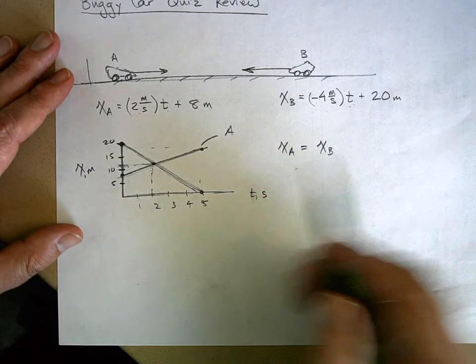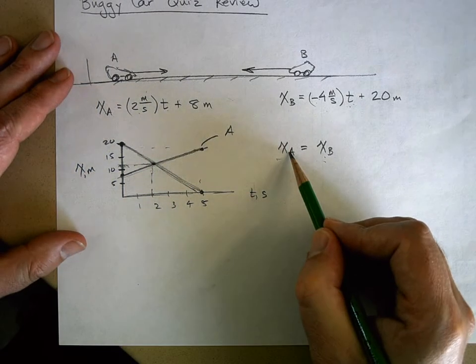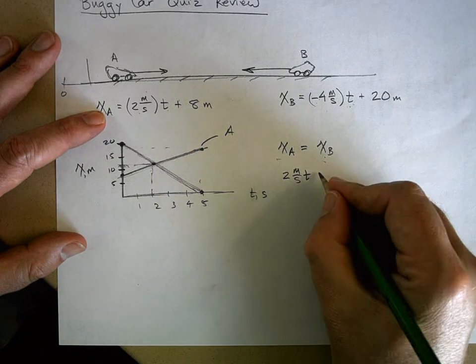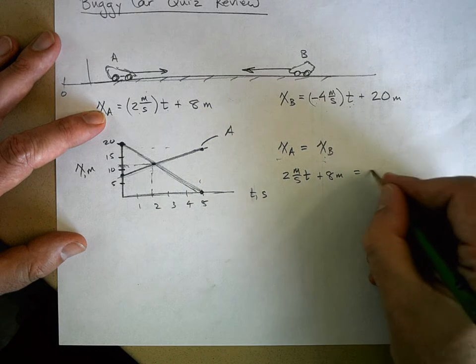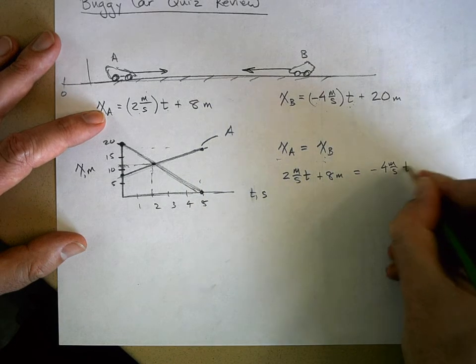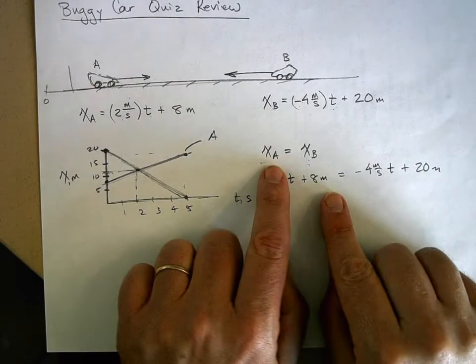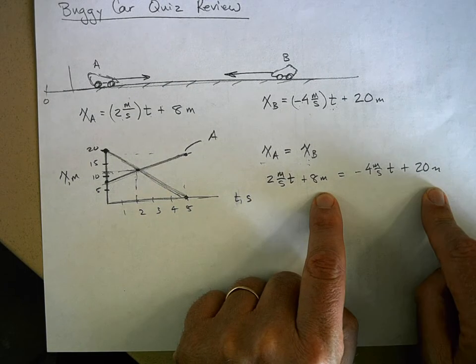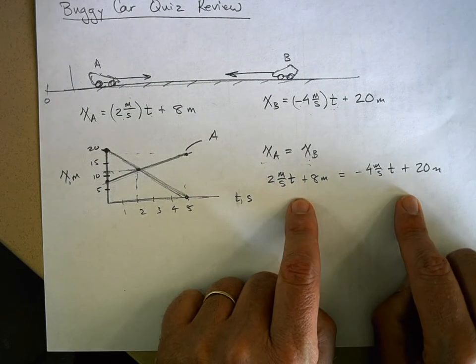But if this is true, then what I can do is say, look, the position of car A is 2 meters per second times time plus 8 meters. But the position of car B is negative 4 meters per second times time plus 20 meters. So if the position of A equals the position of B, then this expression has to equal this expression. You follow?